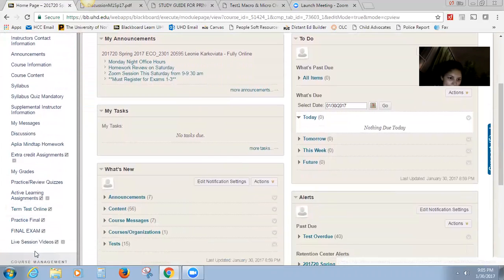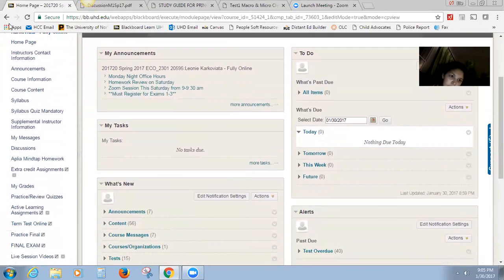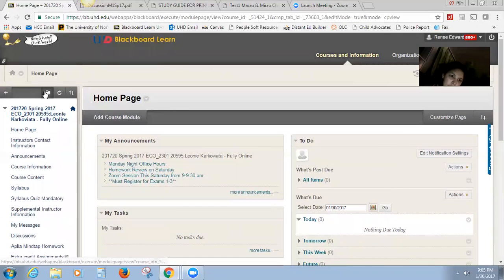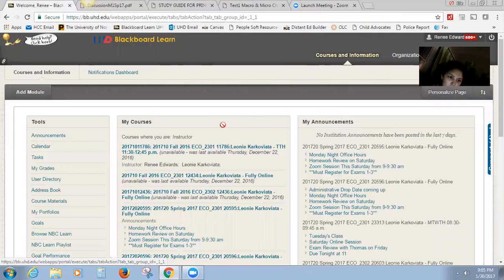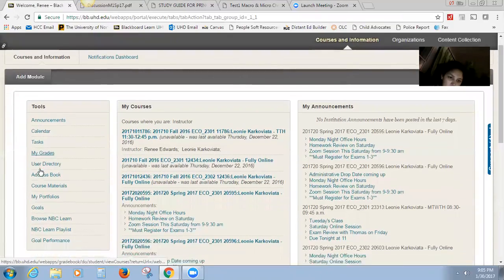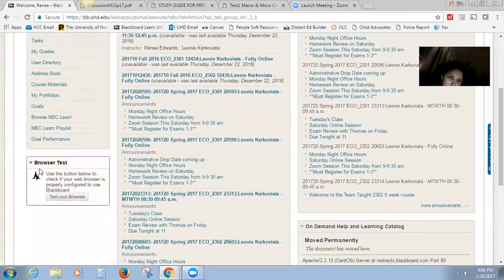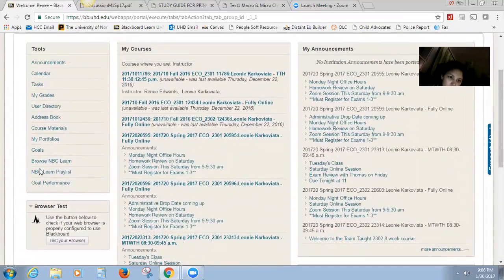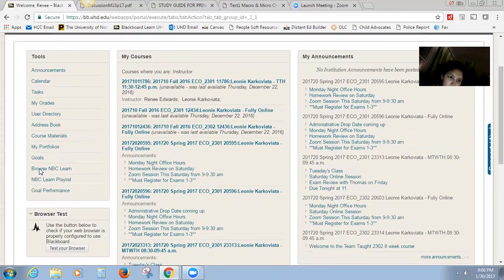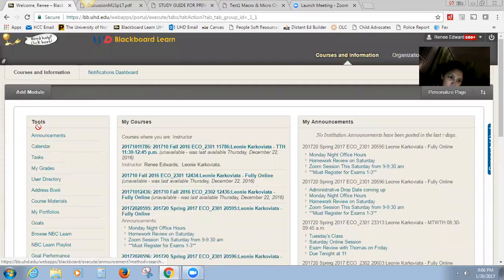Oh, no. You got to back out. Go back to the top. Scroll up. Hit your courses and information again. Course information? No, courses and information. Right, yeah, hit that. And then go to the left and look under tools. And there's calendar. Right under announcements. Oh, there it is. Tools, announcements, calendar.